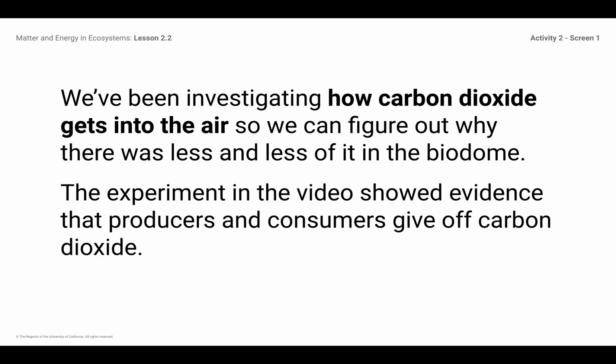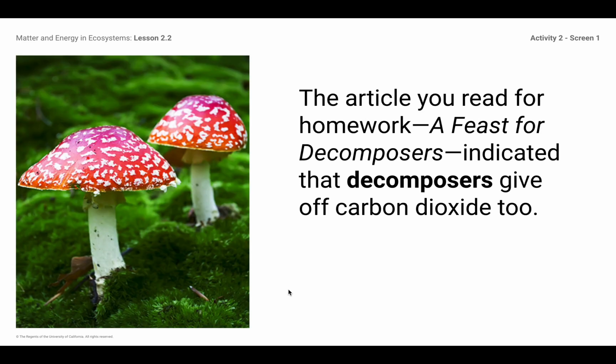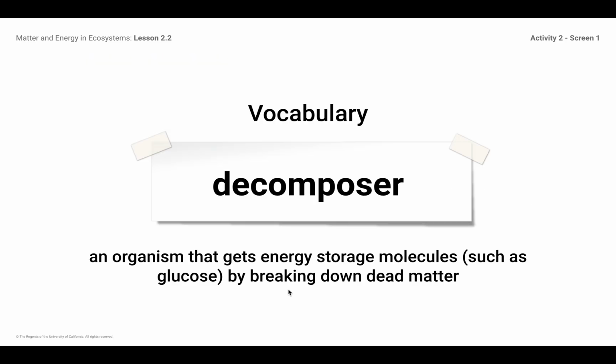Now, we've been investigating how carbon dioxide gets into the air so that we can figure out why there was less and less of it in the biodome. The experiment in the video that we watched yesterday showed that there was evidence that the producer and the consumer, remember there was the Elodea plant and there was the snail, that they both gave off carbon dioxide. And then you guys read articles in the packet, A Feast for Decomposers, and that indicated that decomposers also give off carbon dioxide. So if you think about it, you know that if I ask you what organisms or what part of the ecosystem does cellular respiration occur, you would say producers, consumers, and decomposers.